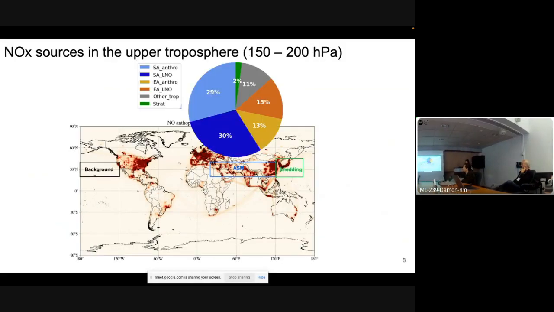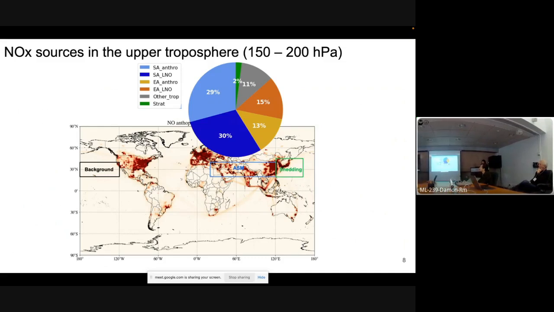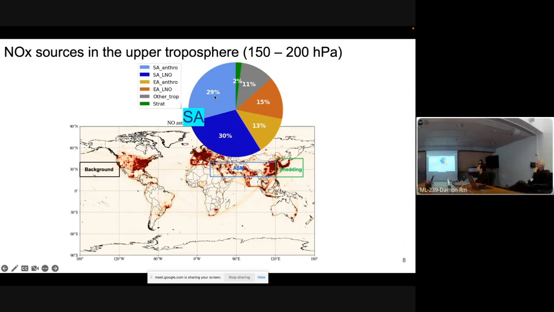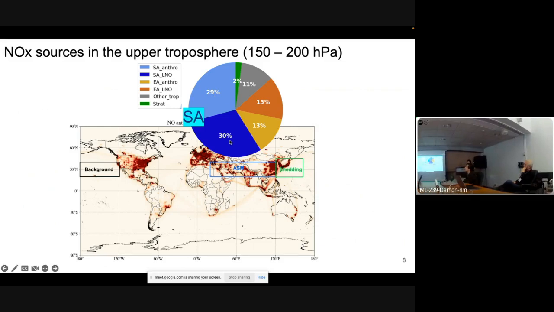Okay, so let's look at the NOx sources in the monsoon region first. The pie graph here shows the NOx sources from 5 simulations and derived stratospheric contributions. The blues are the contributions from South Asia, with the light color denoting South Asia anthropogenic, and the darker color is the lightning.